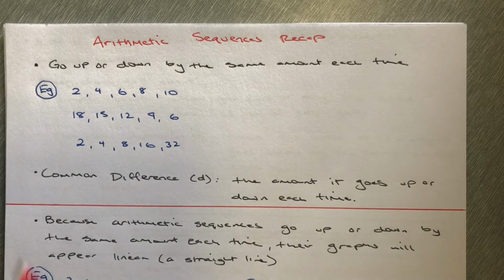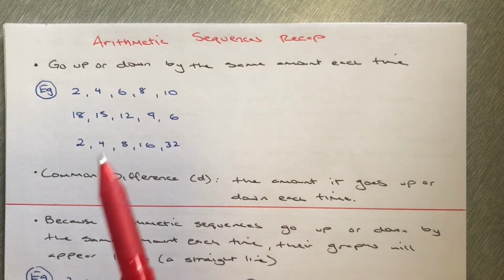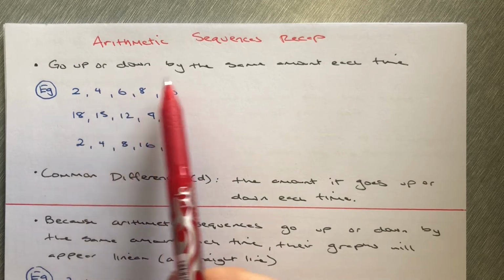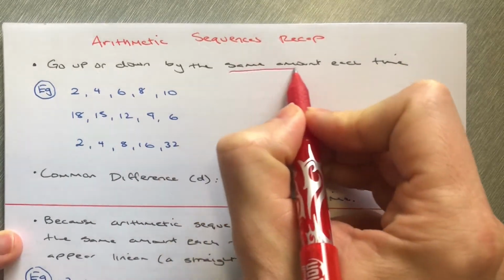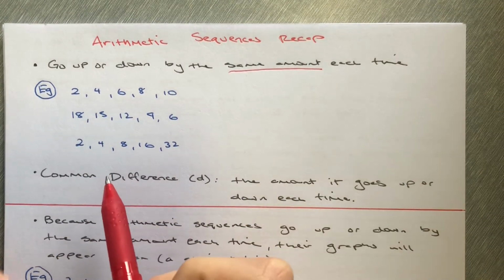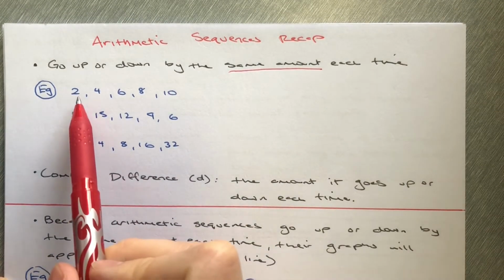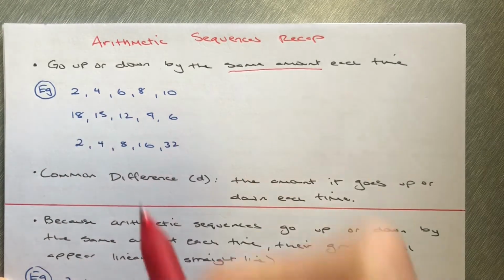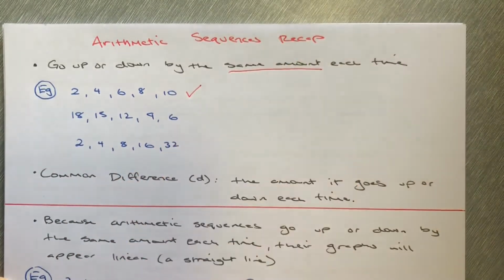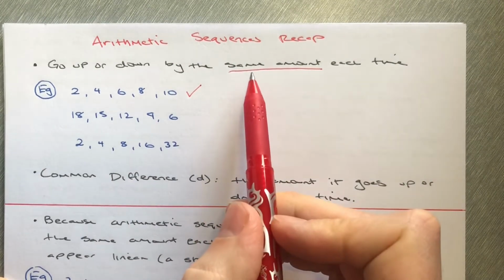Alright, so arithmetic sequences are sequences of numbers that either go up or down by the same amount each time. The same amount here is the really important part. So we've got a few examples down here. With this one, we start with 2, and do we see how we're going up by 2 every time? So we go 2, 4, 6, 8. So this one is an arithmetic sequence because we're going up by the same amount each time.